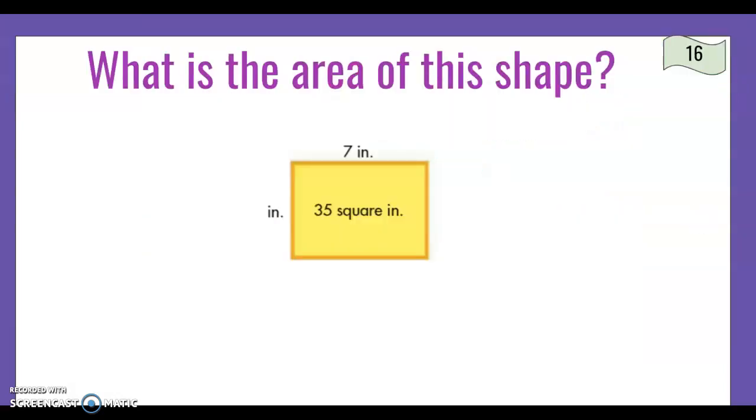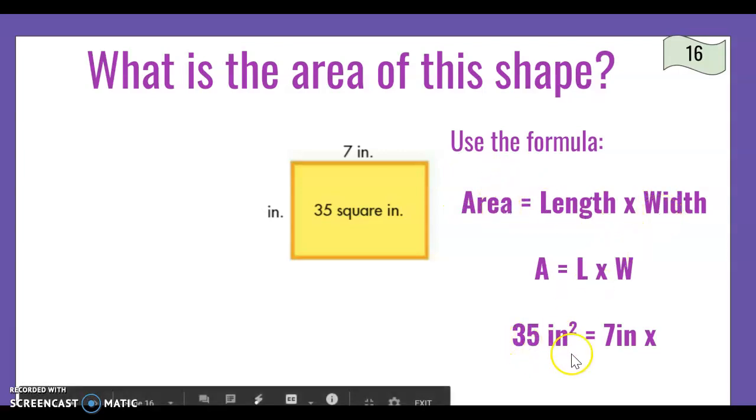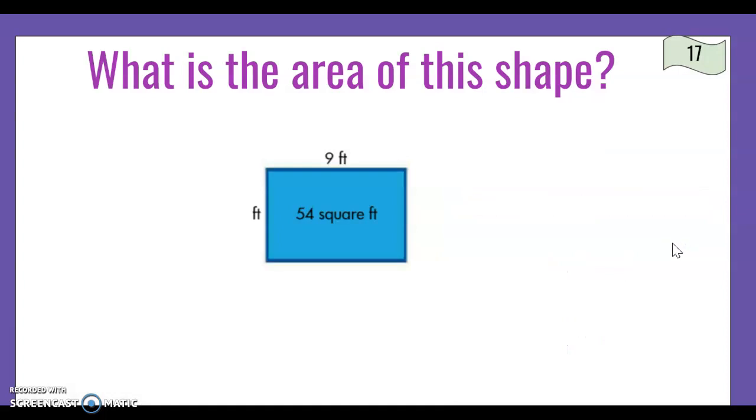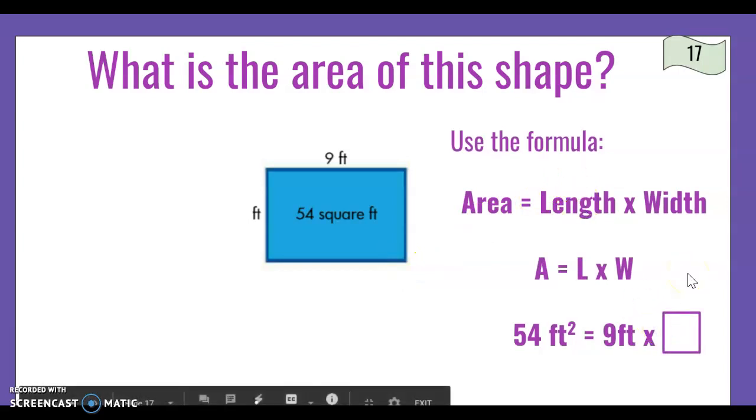All right, so let's practice these challenge problems. Again, we know one side length is 7 inches and the area is 35 square inches. But how long is this side of the rectangle? Again, we're going to use the formula area equals length times width, and we're going to put the area in as 35 square inches, and you have to decide what is that missing length. And here's our last challenge problem for today. One length is 9 feet, and our area is 54 square feet, and we're looking for that missing side. So again, we're going to use the formula to find the missing length.